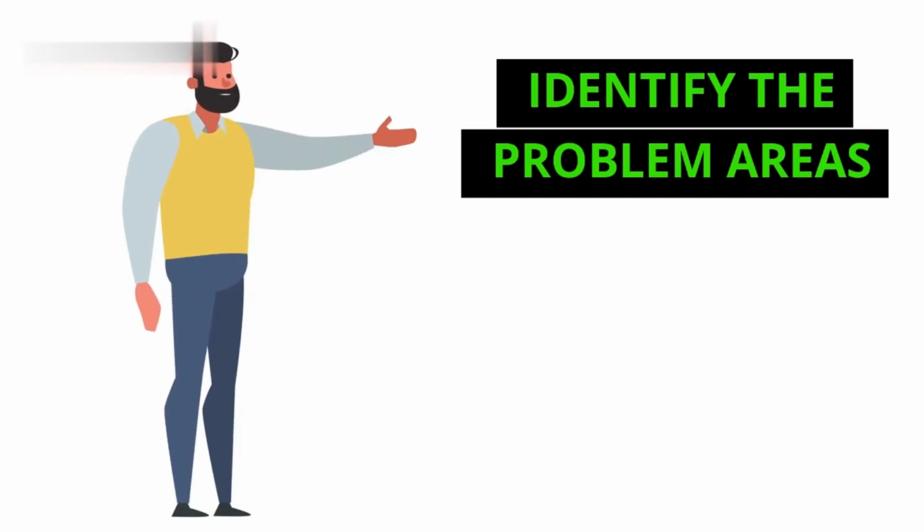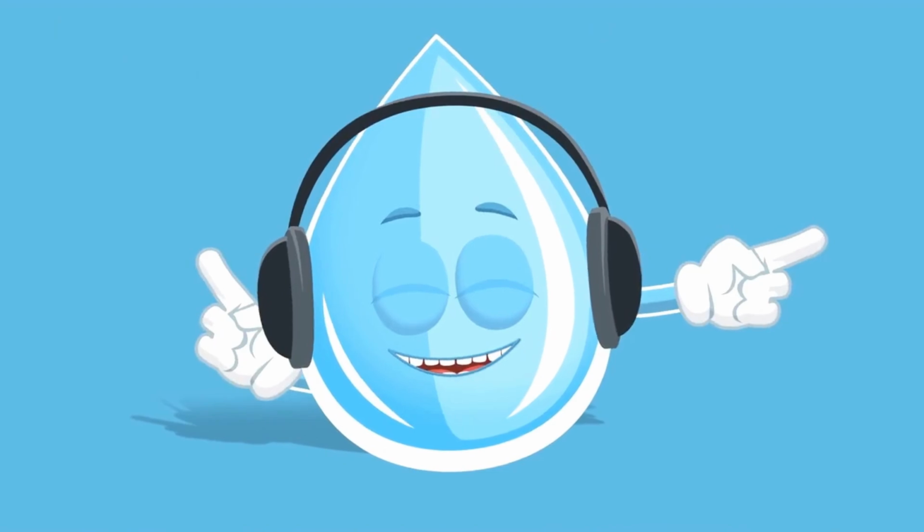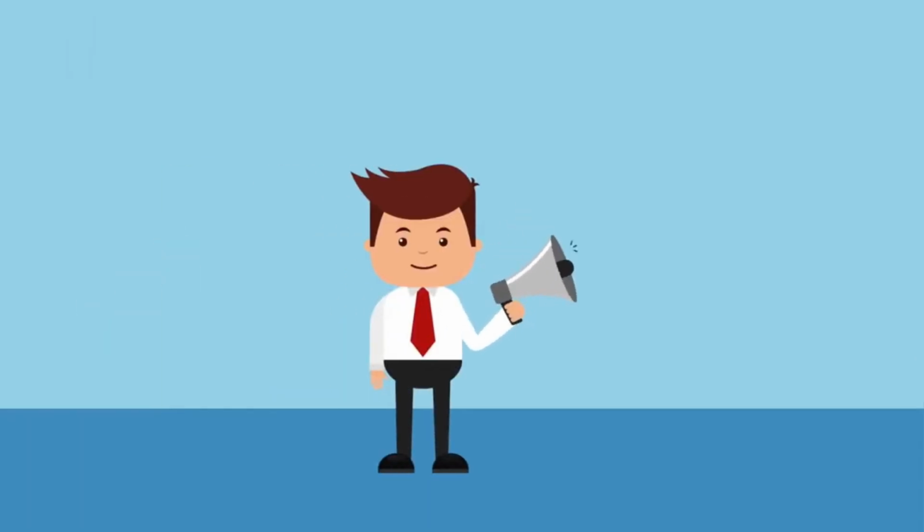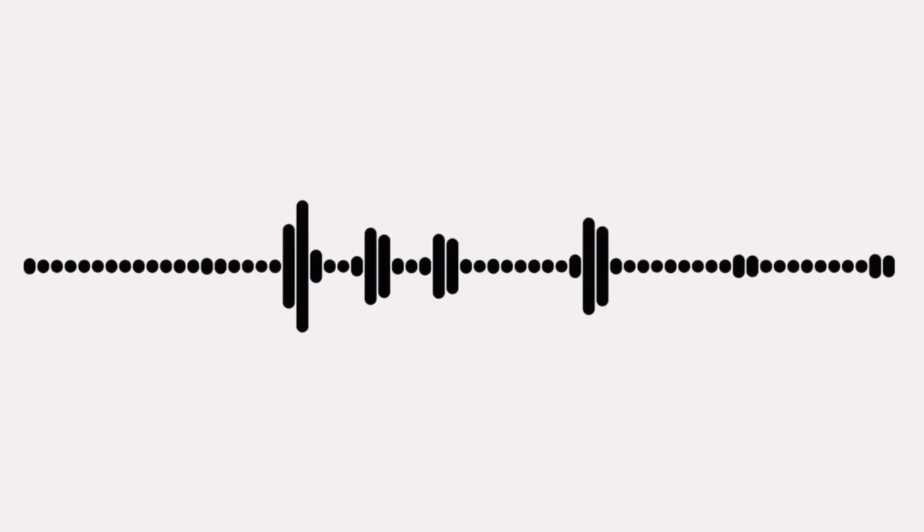Step 1. Identify the problem areas. Start by listening to your generated vocal track. Pay attention to issues like background noise, uneven volume, or pitch errors. Knowing what needs fixing is the first step to getting it right.